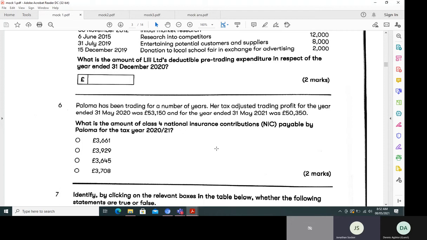Here we don't need to do basis of assessment because we don't even know when the guy commenced trading. For you to do the assessment, you have to start from the first tax year, from the day the person commenced up to 5th April. That will be the period for the first tax year. You do your working, then you move on to the second tax year. But in this question, that is not applicable.